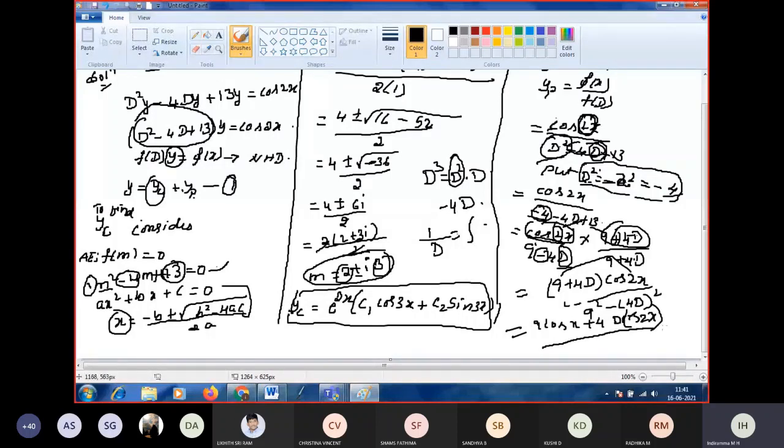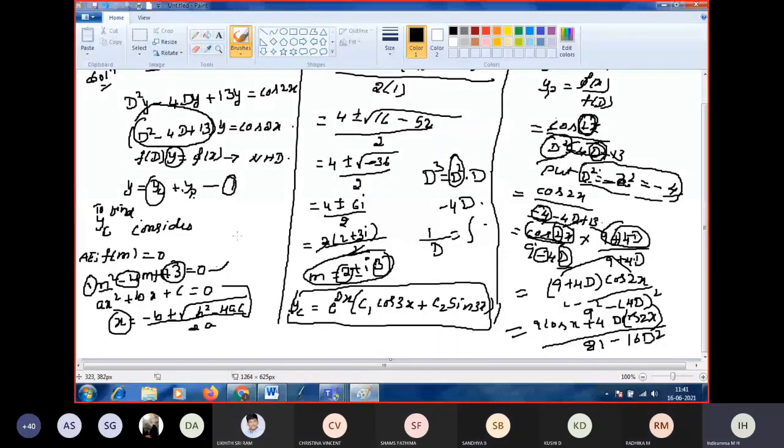Divide by 9 nines are 81 minus 4 fours are 16 D square. Okay, now what does D stand for? What does capital D stand for? D stands for d by dx.